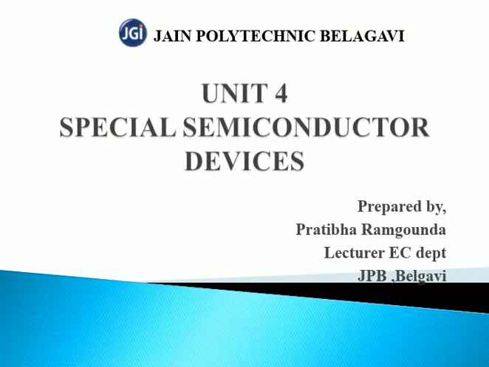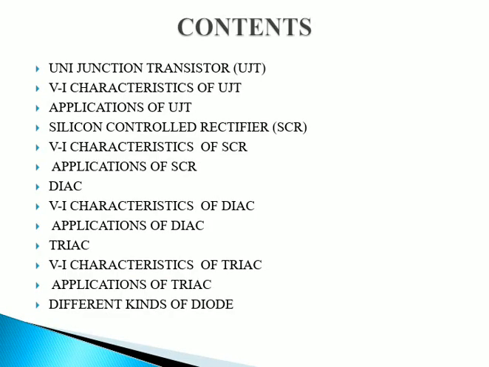So today we are going to discuss Unit 4, that is Semiconductor Devices. The contents we are going to learn are the UJT, that is Uni-Junction Transistor, its characteristics and its application. SCR, that is Silicon Controlled Rectifier, its characteristics and application. In the same way, diac and triac, their characteristics and applications. At the same time we are going to read about different kinds of diodes, like the Gunn diode, which will be discussed.